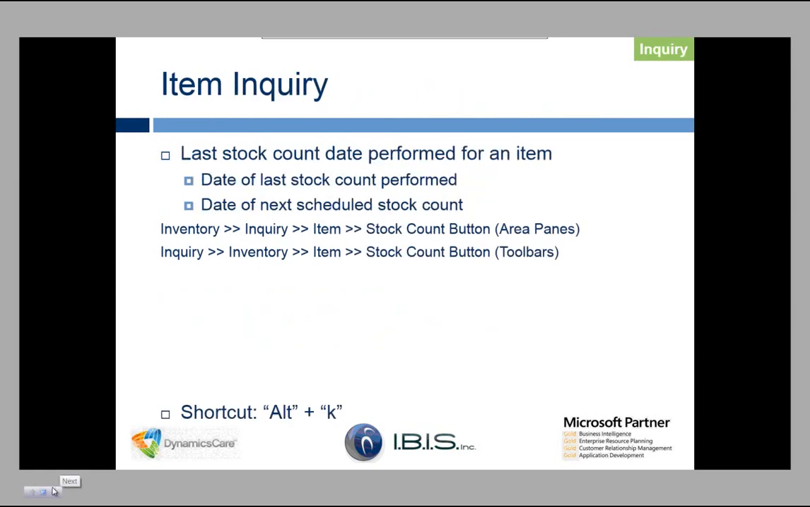In the item inquiry window is where you would look to see the last cycle counted date. So I can run a smart list or use the lookup window to see the last time that count was done on that item. And that'll also allow me to keep track of how often I'm counting.